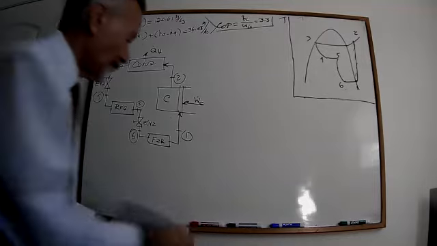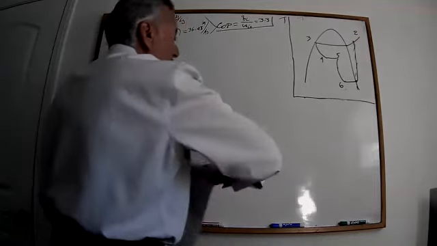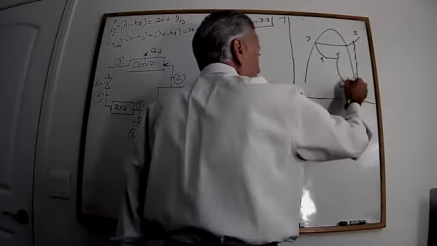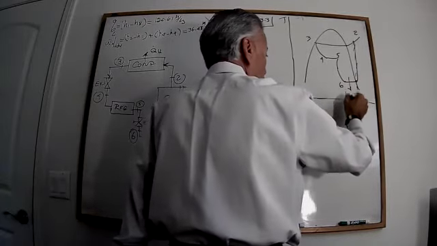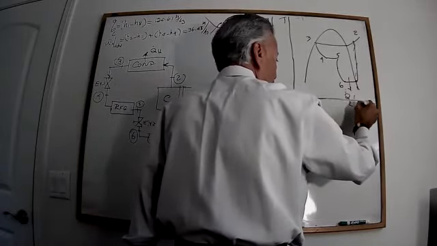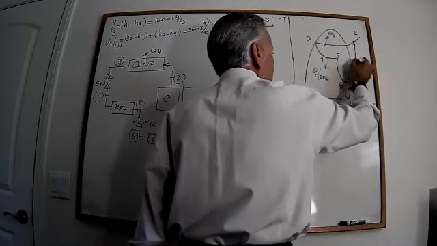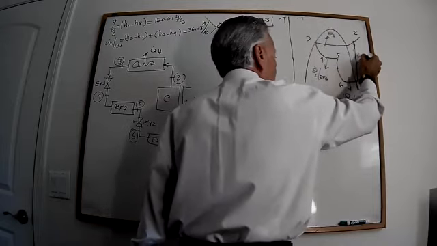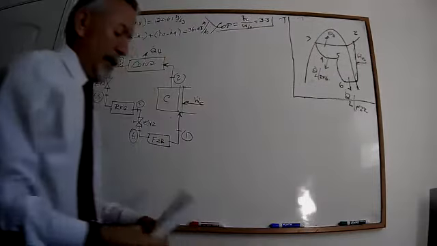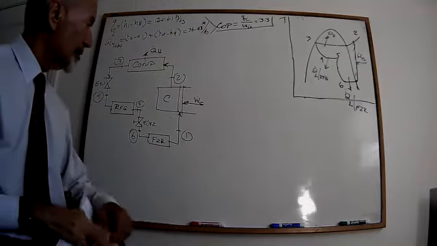Now, here is my QL for freezer. This one is QL for refrigerator. This would be the QH, and that is the work of the compressor. Very easy and very simple.